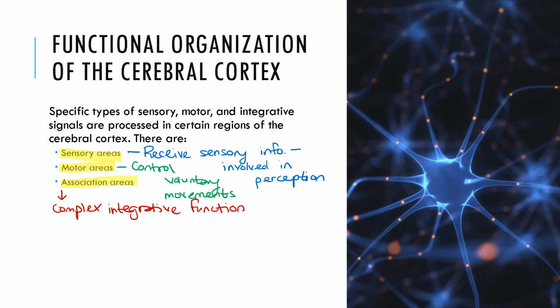So this is going to be things like memory, emotions, reasoning, things like will, judgment, personality traits, and even intelligence too.